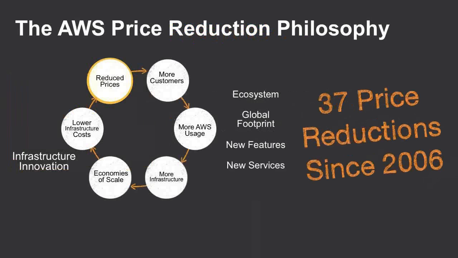And this is quite interesting then. This puts us into a virtuous cycle where as we get more customers and more usage on AWS, we invest in more infrastructure. We get more economies of scale. In return, we actually reduce our prices. Our margins don't go up as we get better at what we do.